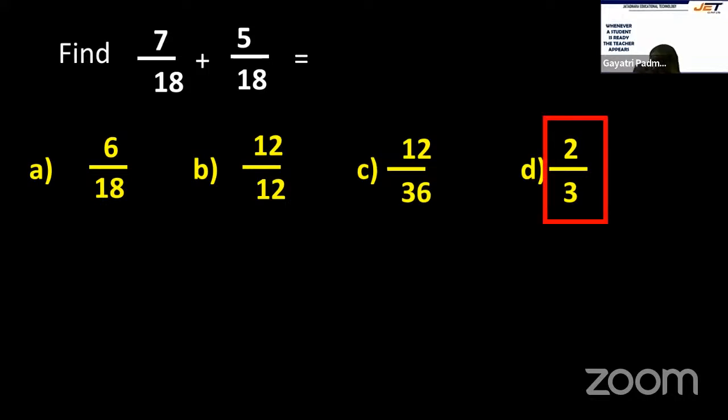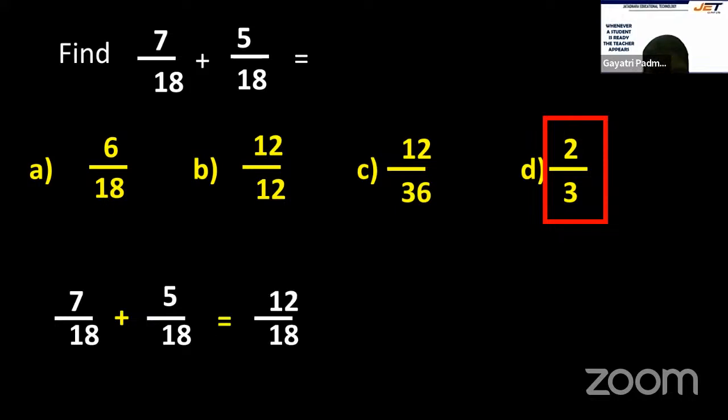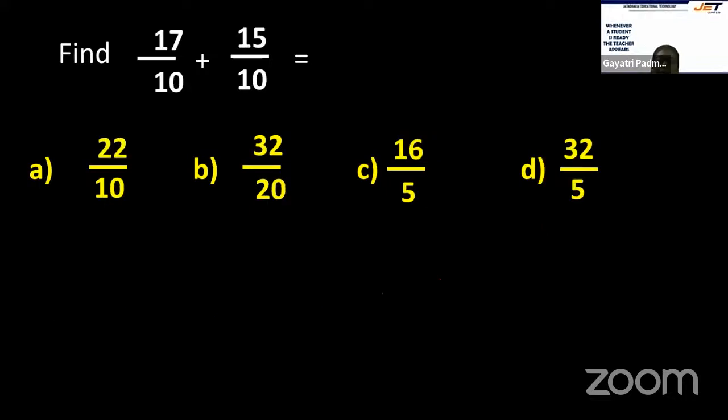Okay. So 12 by 18 option is not given. But how it is being taken as 2 by 3, the explanation is given. 7 by 18 plus 5 by 18 is nothing but 12 by 18. Further 12 and 18 we are simplifying in terms of 6. So 2 sixes are 12, 3 sixes are 18. So 6 and 6 get cancelled, you get 2 by 3.